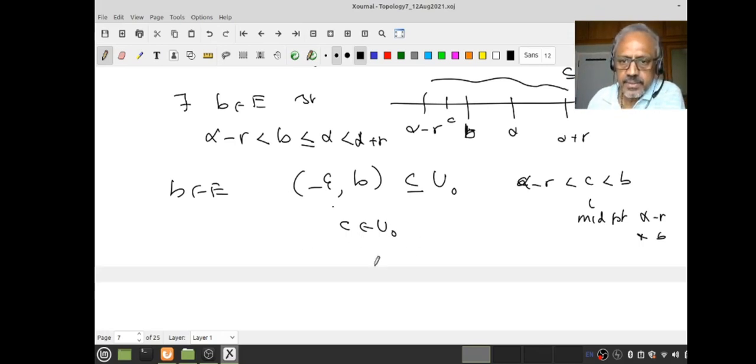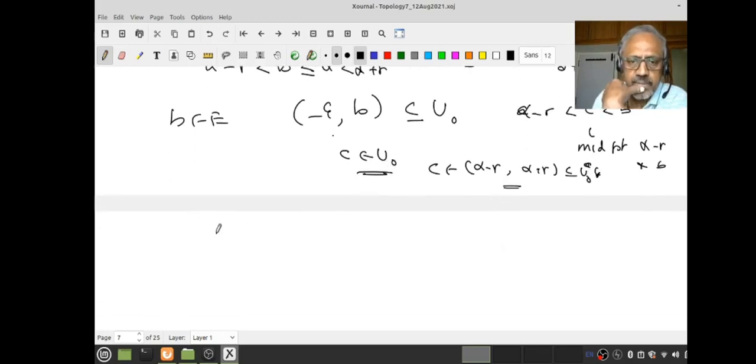Now why is this a contradiction? But remember, C belongs to the interval alpha minus r to alpha plus r, which is contained in u naught complement. Because where does C lie? C lies between alpha minus r and B. But where does the whole thing lie? All these lie in the interval alpha minus r to alpha plus r. But that's in u naught complement. But C is in u naught. Therefore, what is the conclusion? This is the contradiction. Therefore, C belongs to u naught as well as u naught complement, a contradiction.